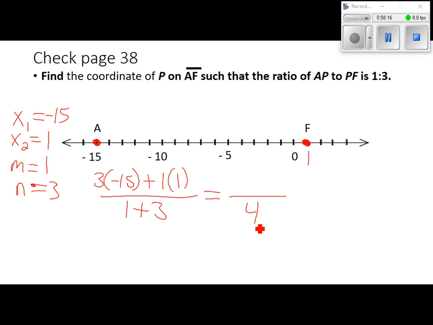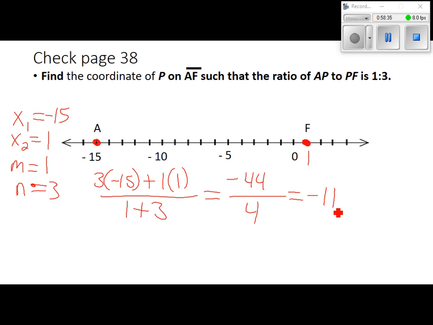Anybody get the top? 44. Negative 44, Michael said. Anybody agree with that? Now, what are we going to do? Divide it. Negative 11. Is it all right for our answer to be negative 11?